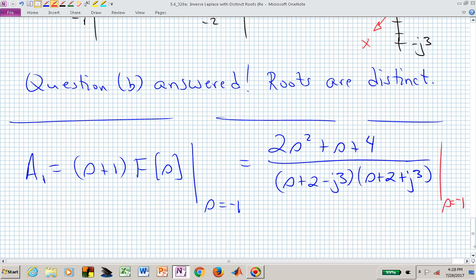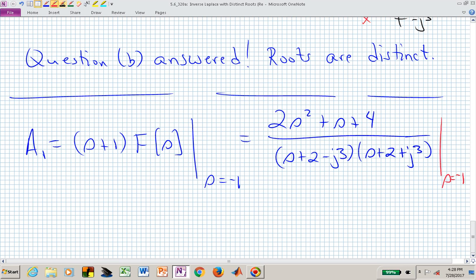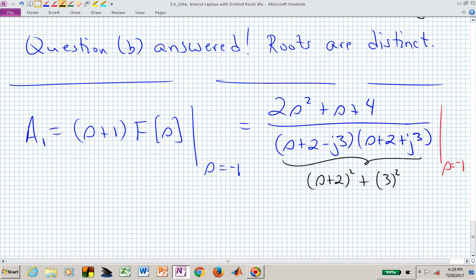We can keep that factored form alive, or we can realize that this is now the quantity s plus 2 squared minus j3 times s plus 2 plus j3 times s plus 2. Those cancel. And then we have minus j squared, which is a minus 3 squared. I'm trying to indicate that we could evaluate the denominator at a value of s equal to minus 1 in this expression that contains real coefficients.